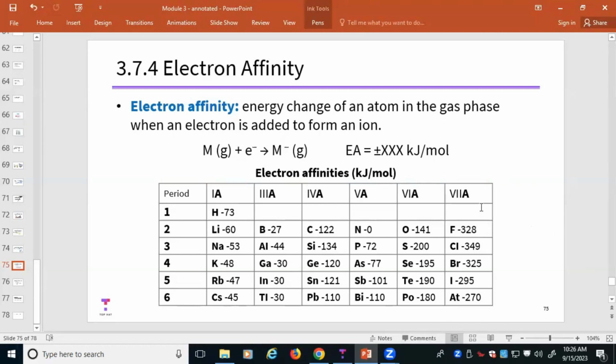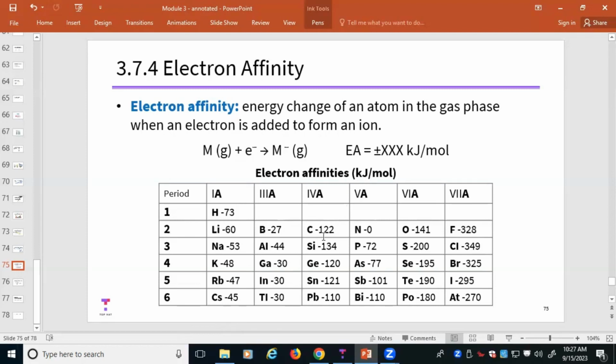So group 7A, group 17, the halogens, those ones are going to have the most negative electron affinities because adding that electron is going to help them to get to a noble gas configuration, fill out their energy level, and that's what they're going for. That's what they want to do. Group 1 has surprisingly large negative values for its electron affinity. And why? Well, in adding that electron, it fills the s sublevel.